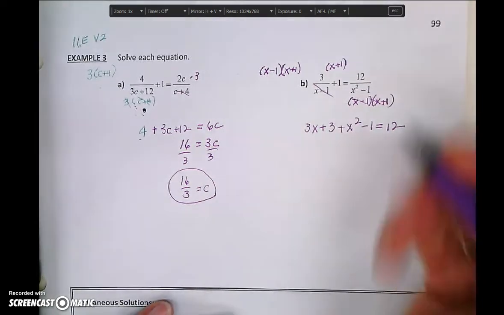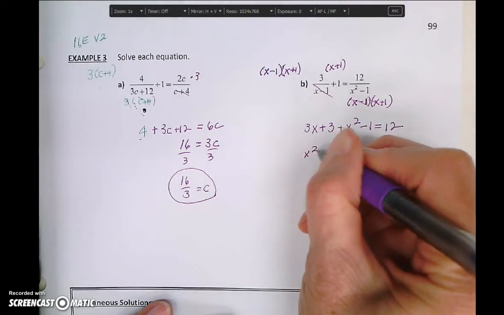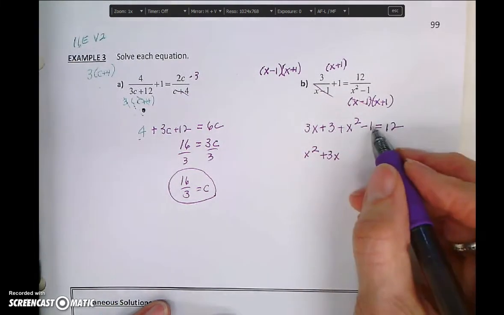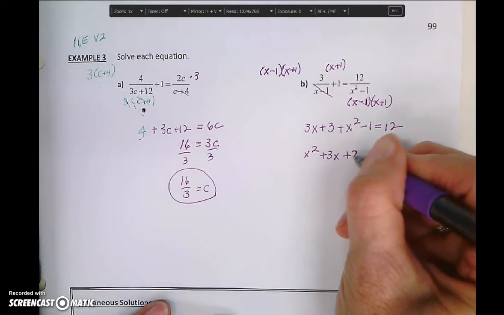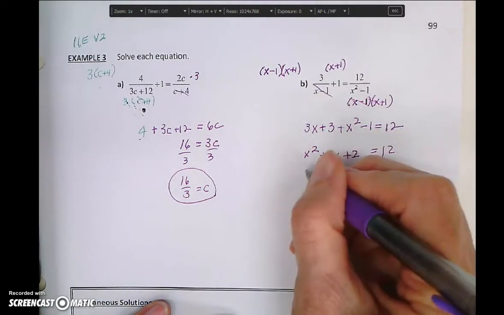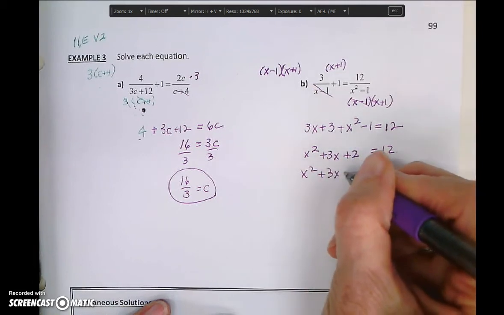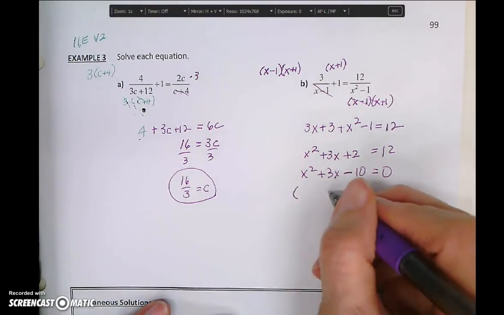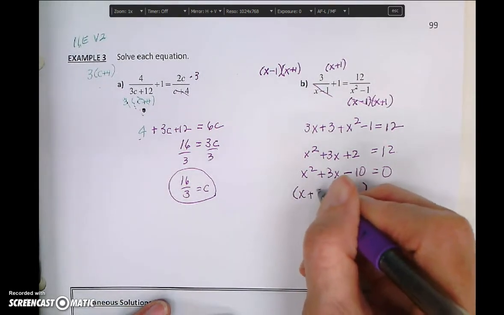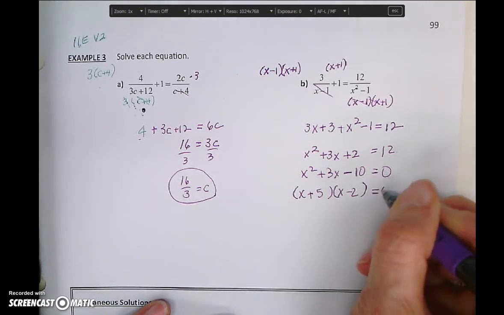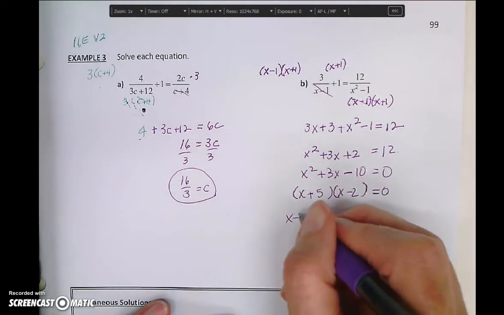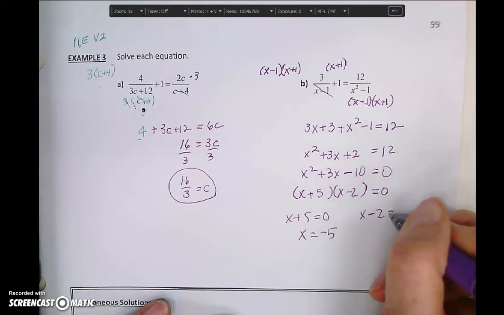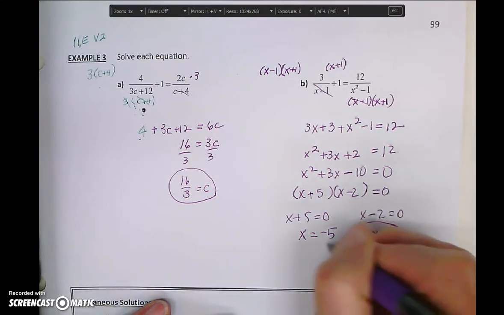All right, this time I have an x squared, so I want everything on the same side. Let's see, we got a plus 3x. Then I have 3 minus 1, that's going to be a plus 2 equals 12. So I'm going to subtract my 12, x squared plus 3x, minus 10 is equal to 0. AC method, so that's x plus 5, x minus 2 is equal to 0. And then set each factor equal to 0. So x is negative 5, x minus 2 is 0, so x is equal to 2.